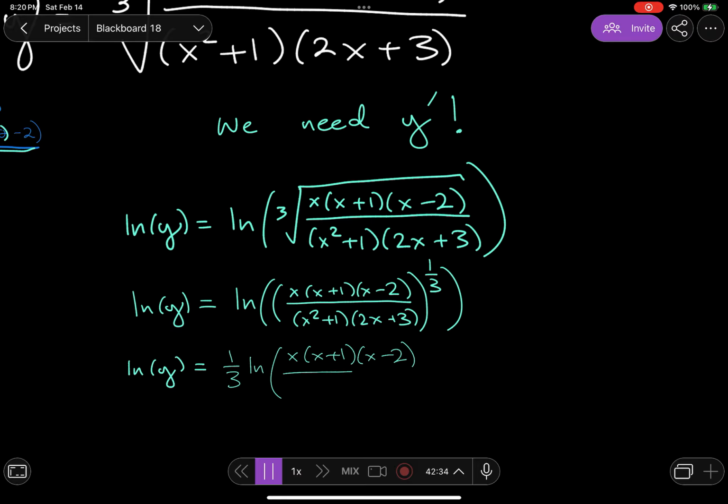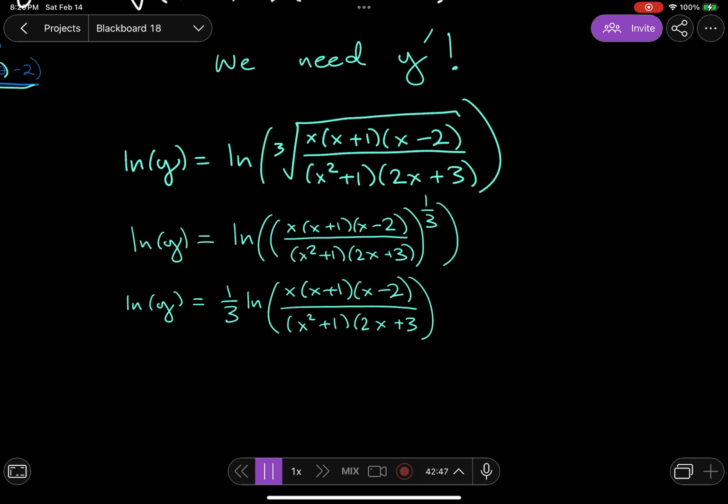By the way, what we could have done from the beginning is the quotient rule and the chain rule, but that would have been horrendous. So the logarithm kind of comes in to save the day here. Oh, but check this out. Multiplying both sides by 3, we also can do this.